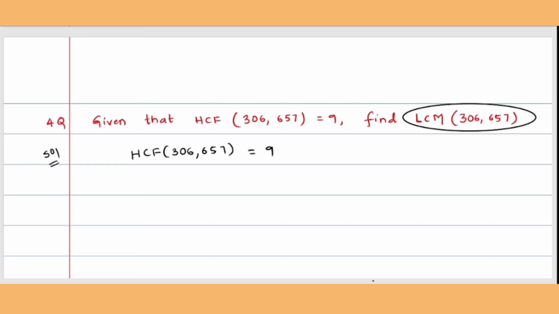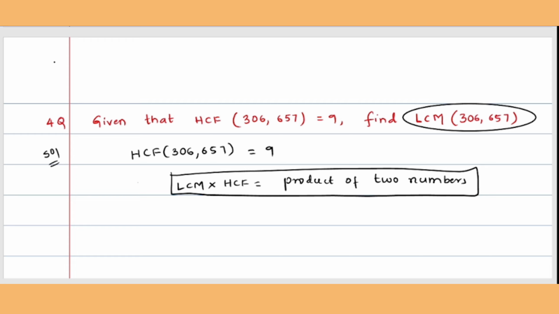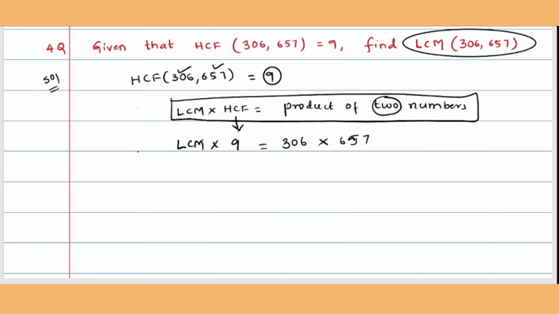Now what is the HCF? HCF is 9. Now we have a relation, that is LCM multiplied by HCF equals the product of the two numbers. The HCF is 9. We don't know the LCM, so we have to find the LCM. The product of the two numbers, which are 306 and 657.